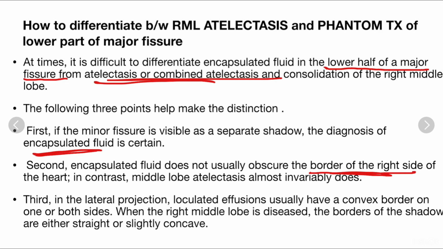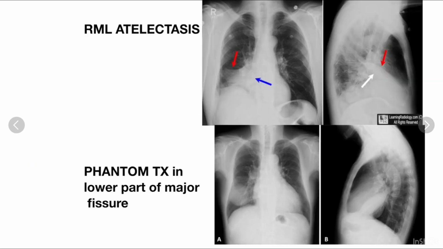phantom tumor of the lower part of the major fissure, but in case of right middle lobe atelectasis, the border will be either concave like this, or straight like this, but it will never be like this. And this kind of border is visible only in case of phantom tumor of the lower part of the major fissure.